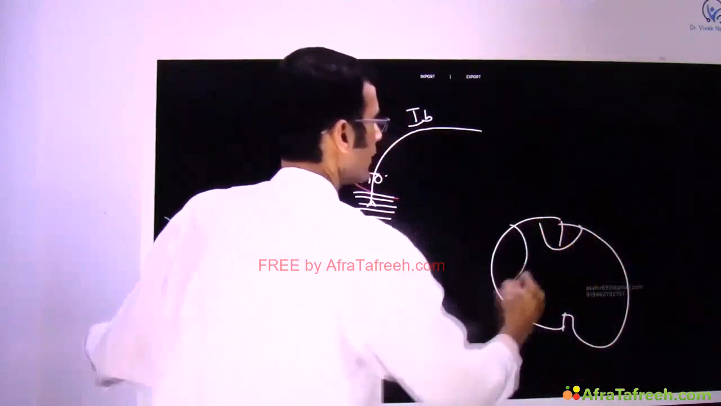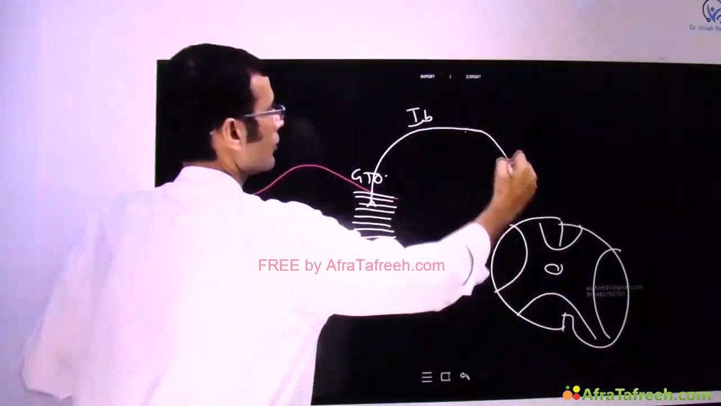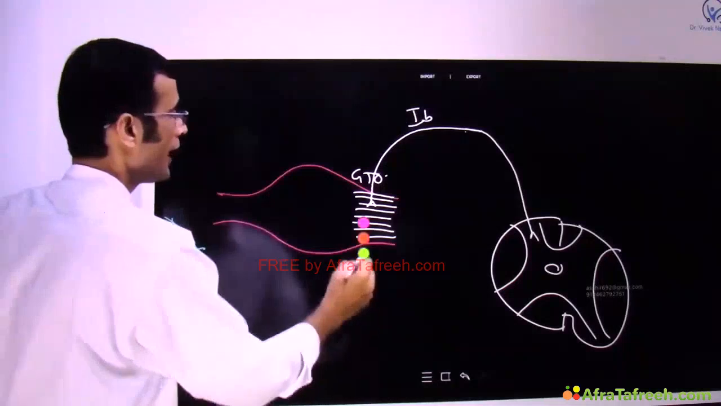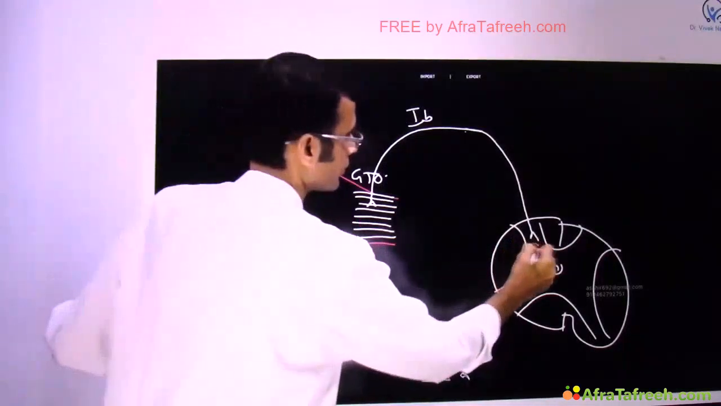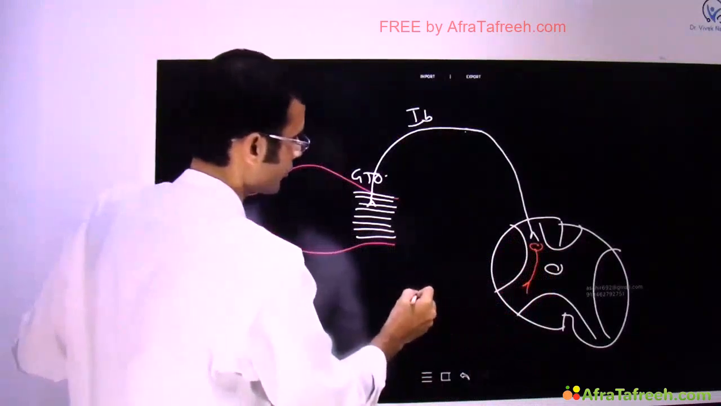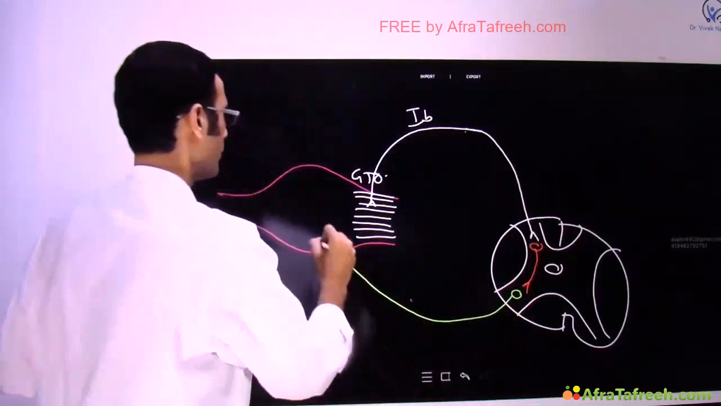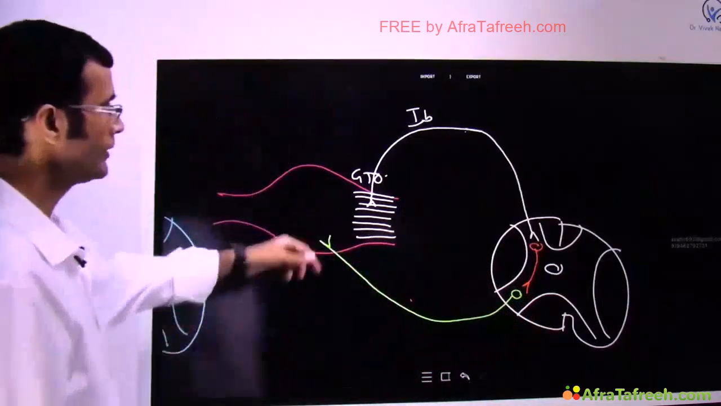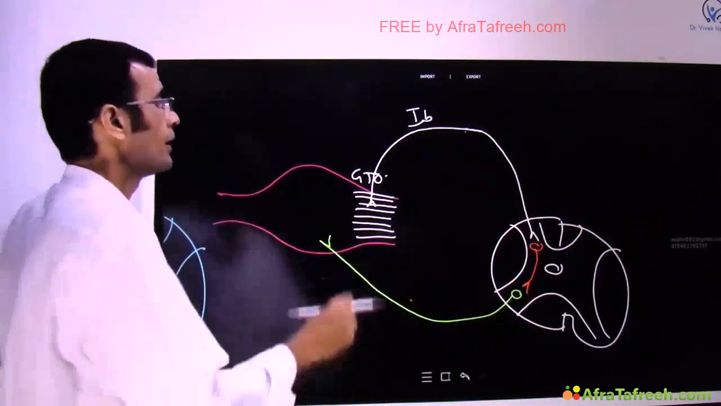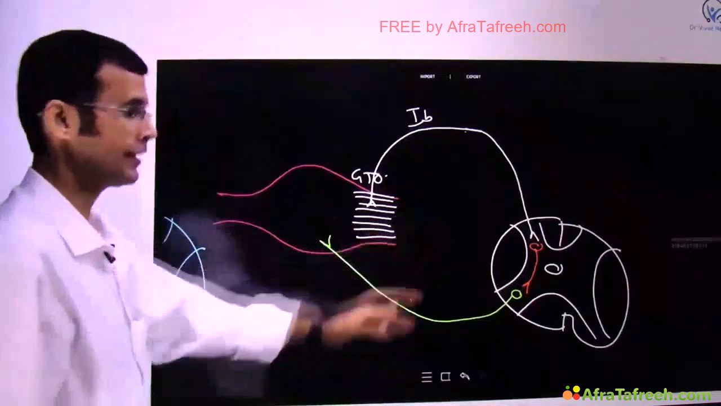This afferent then enters the spinal cord and it ends on an inhibitory interneuron, which then ends on the alpha motor neuron. And the alpha motor neuron goes back and innervates the extrafusal fiber. So, note this point. Reflex initiated by the Golgi tendon organ is a disynaptic reflex.